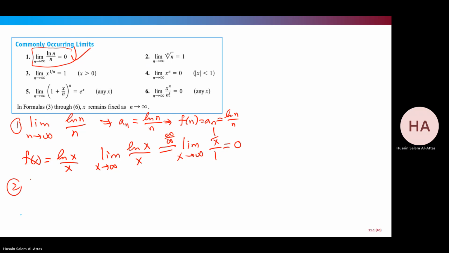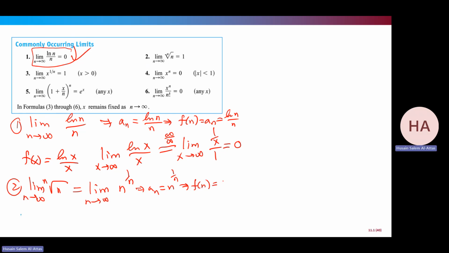Second one: the limit as n goes to infinity of the nth root of n. This will be the limit as n goes to infinity of n to the power 1 over n. I'll do the same thing. What is my a_n? n to the power 1 over n. What is f of n? It will be a_n, which is n to the power 1 over n. So my f of x, which is equal to y, will be x to the power 1 over x.